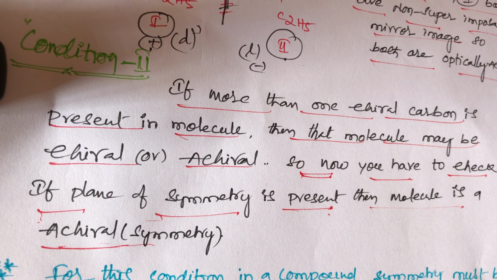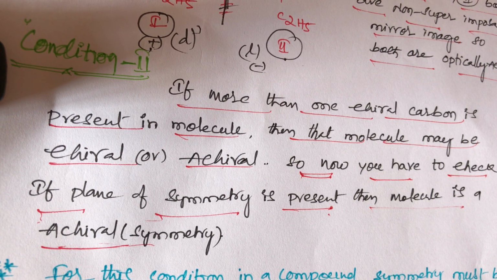If that compound contains a plane of symmetry or a center of symmetry, both or either one, that compound does not show optical isomerism.